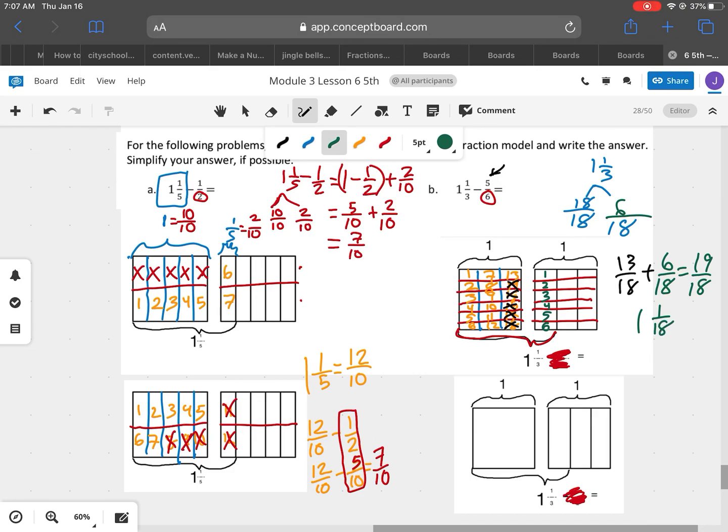Some of you might go, how did you get 1 and 1 18th? Well, if you look, these 5 of these will go over here, and then there was 1 left over. Or you just add until you get to 18 here. You would add 5, and that would leave you with 1. So that would be 1 18th left. All right. We'll show you the other way of doing it.